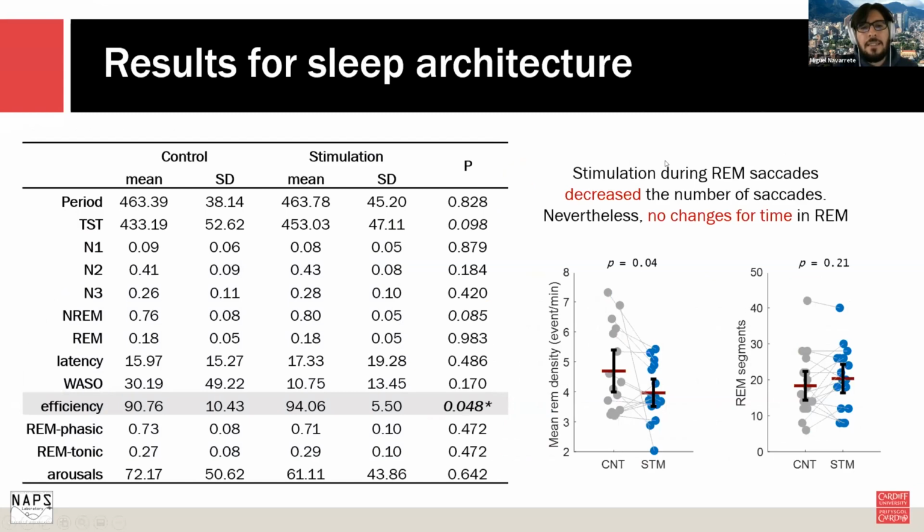What we found is that the stimulation during REM decreases the number of saccades, as previous studies showed, but we didn't find any changes in the time in REM sleep. We found a very small increase in sleep spindle frequency, but it's very close to not being significant, so we have to be careful with that.